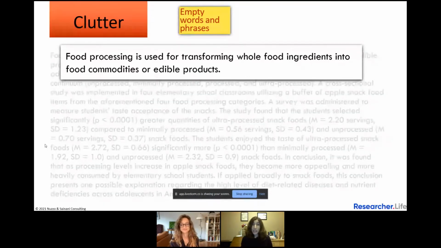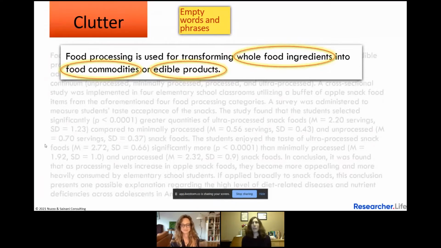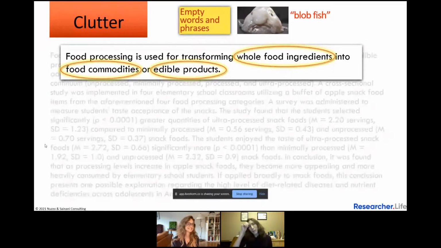And the reason is that it contains a lot of empty words and phrases, as you pointed out. Food commodities. Well, that's really vague. What does that mean? Yeah, is that something we trade on the stock market? Yeah. Whole food ingredients. Well, that's very general and vague. Edible products. Well, that could mean a very wide variety of things. So since this is so vague and kind of amorphous, I can't really get much out of it. It's not concrete enough.